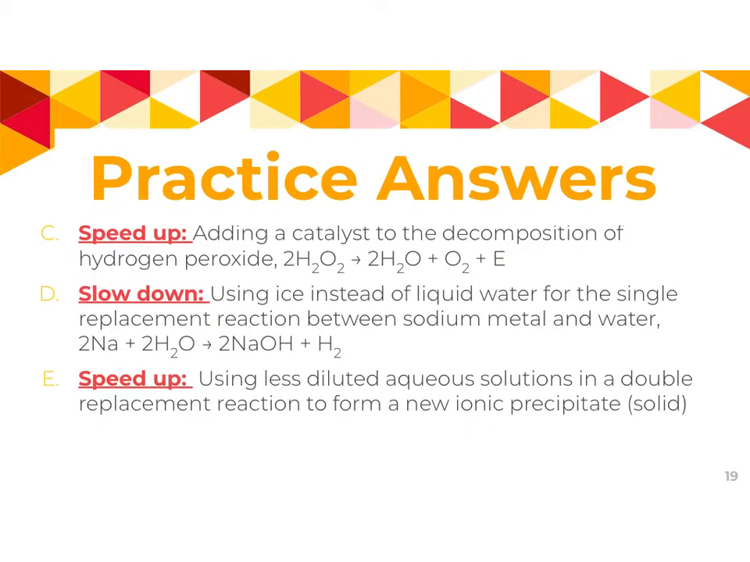C, adding a catalyst to the decomposition of hydrogen peroxide would speed up the reaction. We add a catalyst. Note, this is an exothermic reaction. The E is a product. D, using ice instead of liquid water for the single replacement reaction between sodium metal and water. If we use ice that's colder instead of liquid water, it's going to slow it down because we've decreased the temperature. If we've lowered the temperature, we're going to slow it down.